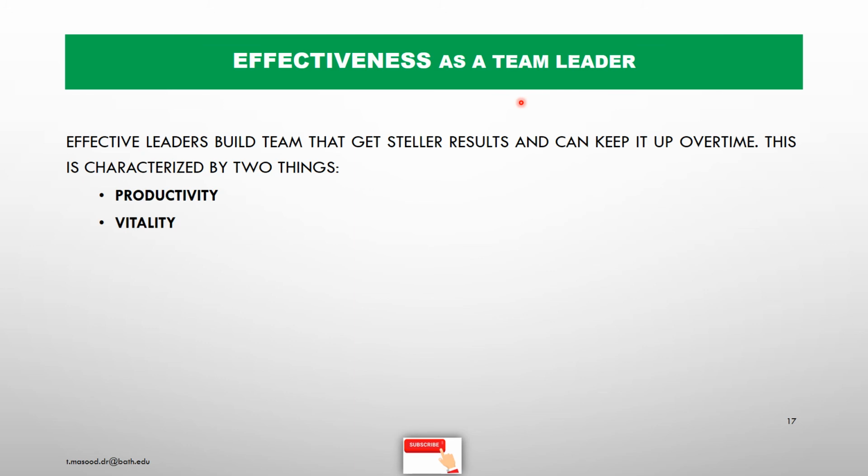Effectiveness is building a team that gets stellar results and can keep it up over time. This is characterized by 2 things, productivity and vitality. If you deliver as stated, or you stay in the middle and use the right amount of your leadership style, you will be more productive and vitality will be immense.